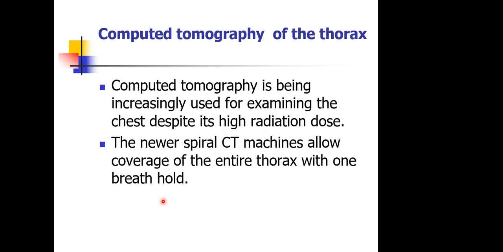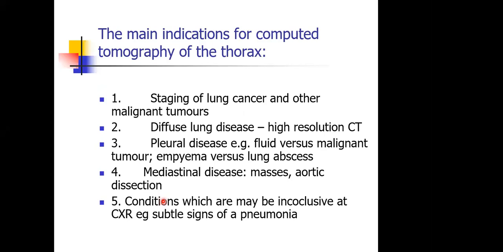The newer versions of CT machines enable us to image the patient very fast. For example, in just a single breath hold, we are able to acquire all the data sets related to the thorax that we may want. What are some of the indications of computed tomography in the thorax? One of them is staging of lung cancer and other malignant tumors.